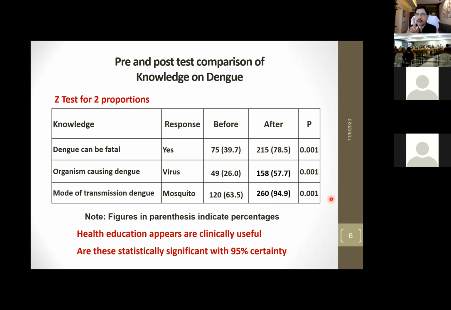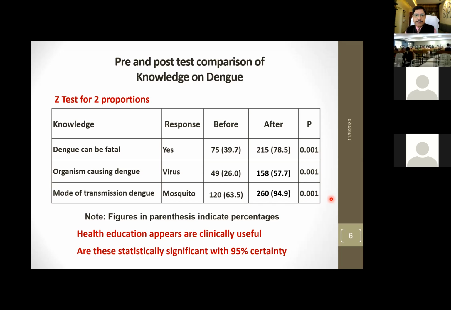This is not continuous data or quantitative data. This is just a proportion, whether yes or no, virus or not virus, mosquito borne or not mosquito borne. That is the response. And the figures in brackets are the percentages, and the absolute numbers are on the remaining things. But we are interested to compare the proportions only. We look at the percentage and do a test.